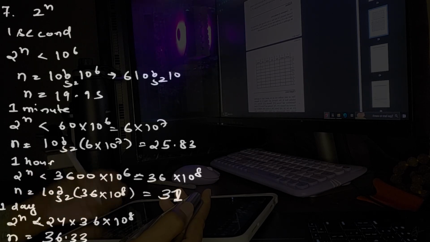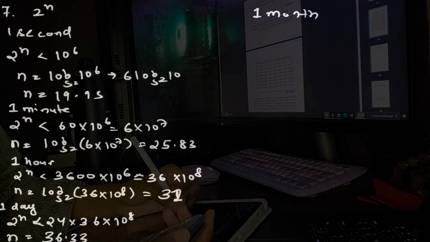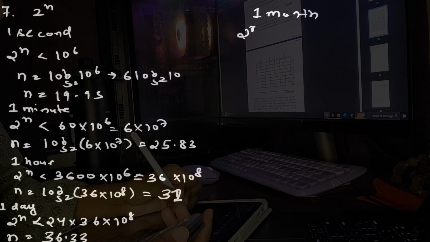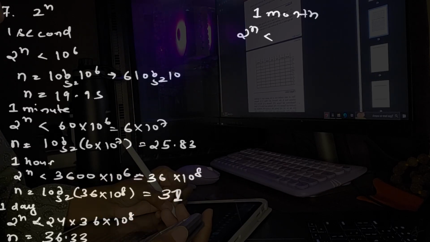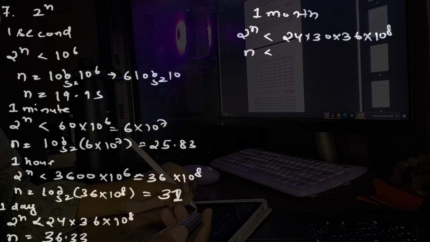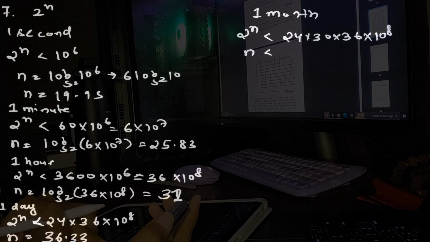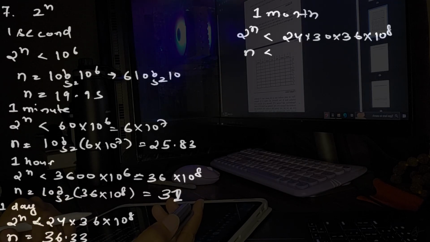Now 1 day done. 1 month. 1 month will take how many days? It will take 30 days. So it will be 24 into 30 into 36 into 10 to the power of 8, and n will be log of this. Okay, and it gives me 41.